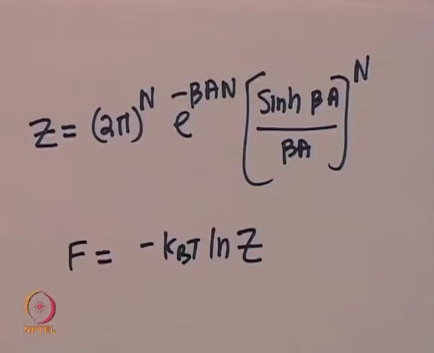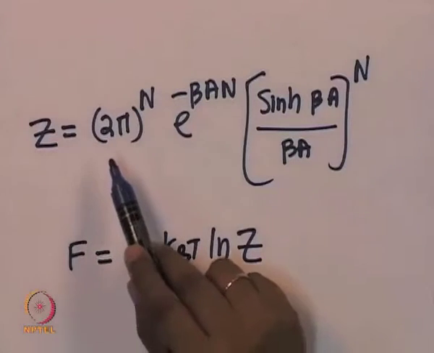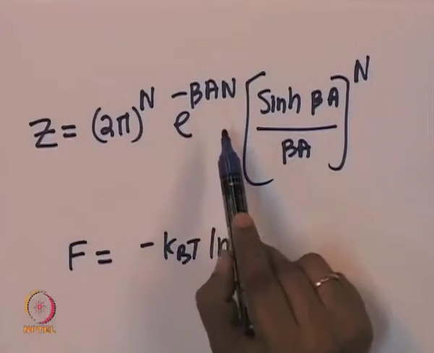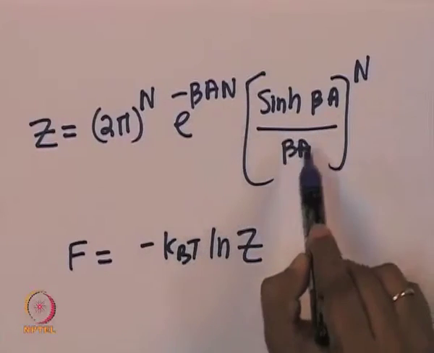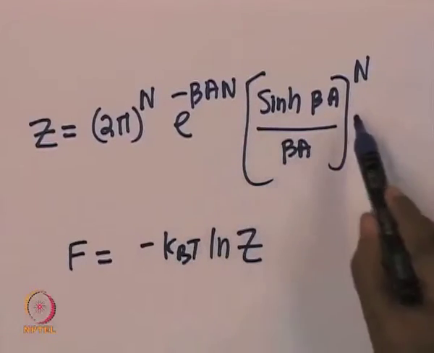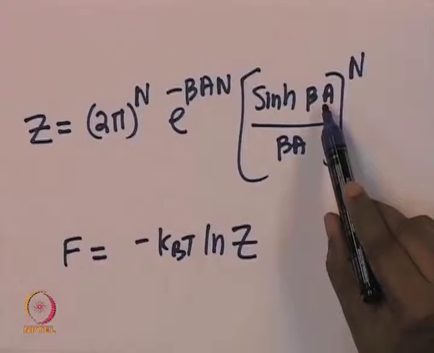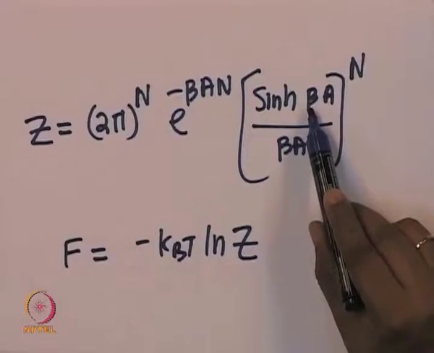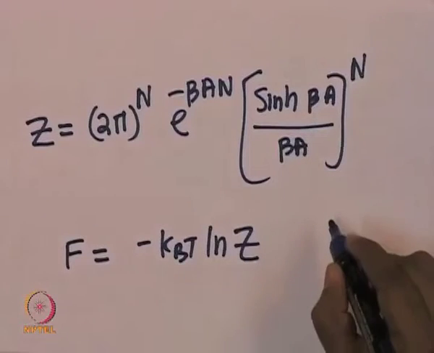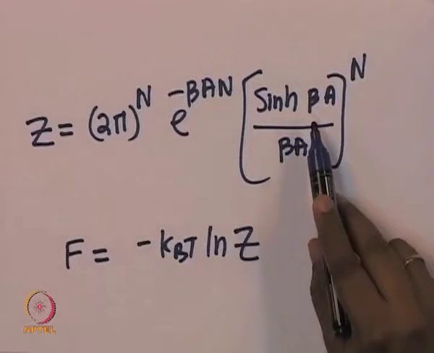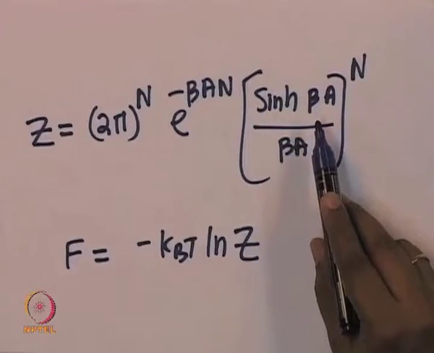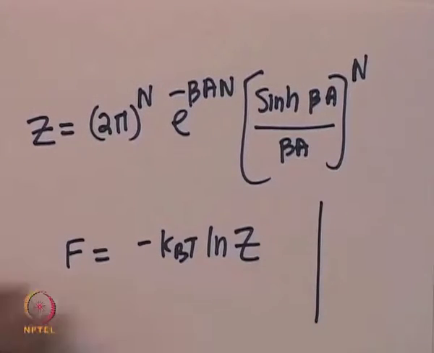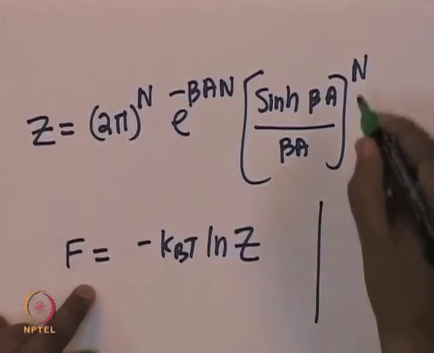Now, this is the answer. The partition function for a double stranded DNA is 2 pi power n, e power minus beta a n, sine hyperbolic beta a by beta a, whole power n. It depends on this quantity a, which is the bending stiffness of the DNA. It depends on beta, which is basically 1 over k B T, so it depends on the temperature. So, it depends on 3 parameters. Let us note these parameters. It depends on this n.